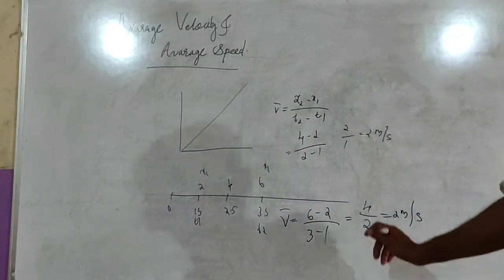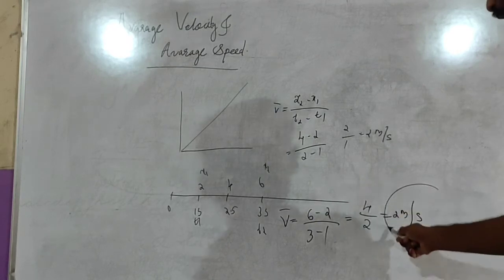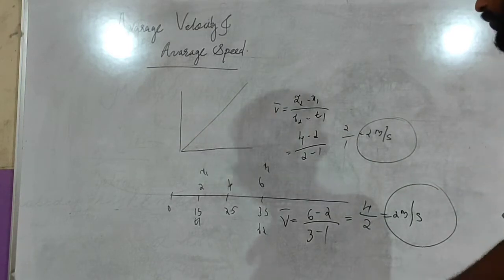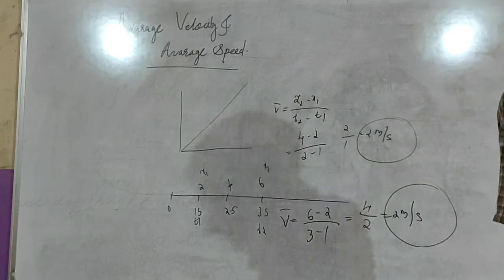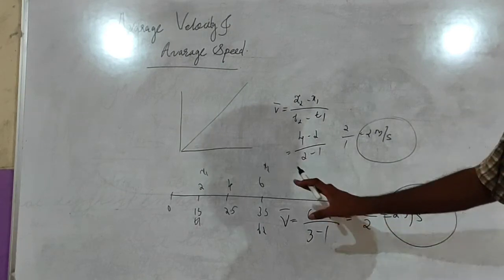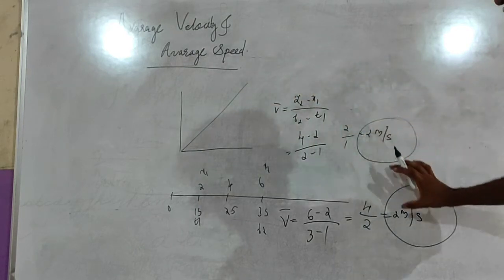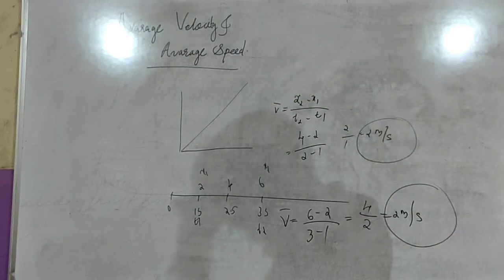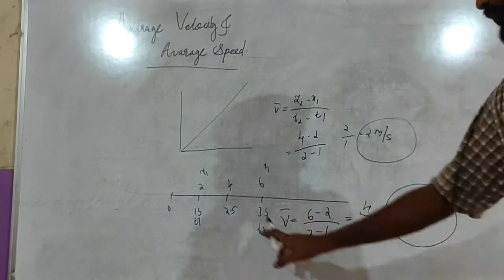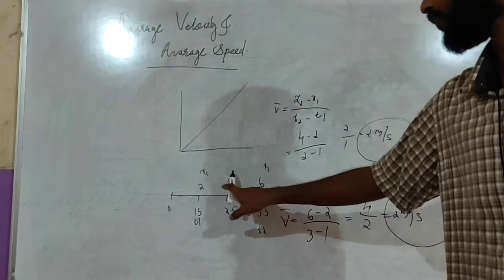That means, for a body with uniform motion, the velocity will remain constant. For such a body, the velocity value will be equal. Now, you have considered 2 and 4 also; if you want, you can consider 0 and 6 or 4 and 6.